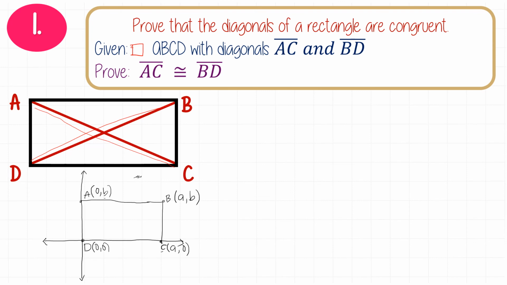Next, let us now prove. Sabi, ang papatunayan daw natin ay si line segment AC is congruent to line segment BD. So, what to show? Ano yung kailangan nating ipakita? Kailangan nating ipakita na yung distance from A to C ay equal sa distance from B to D. And how do we do that? Yes, we'll use distance formula.